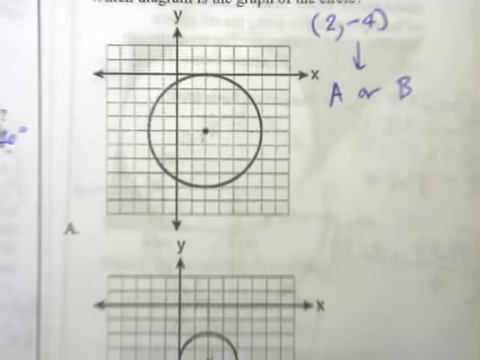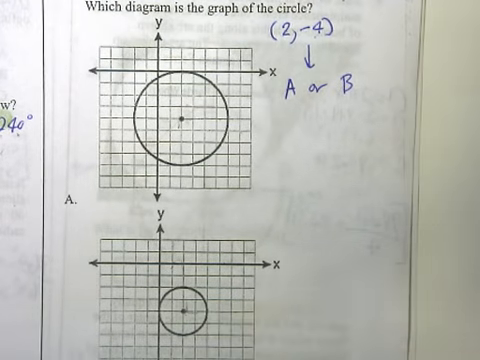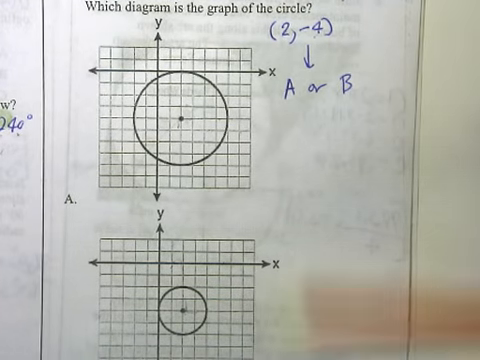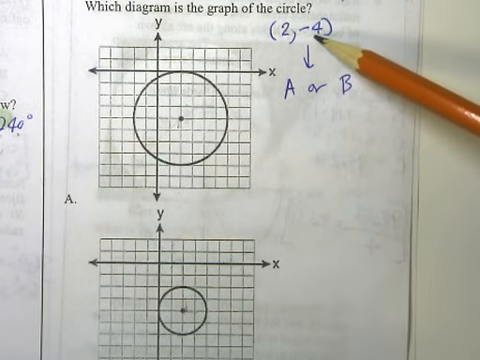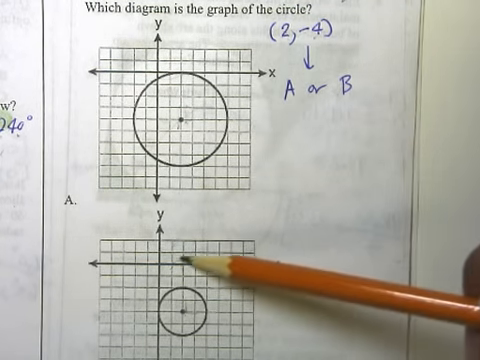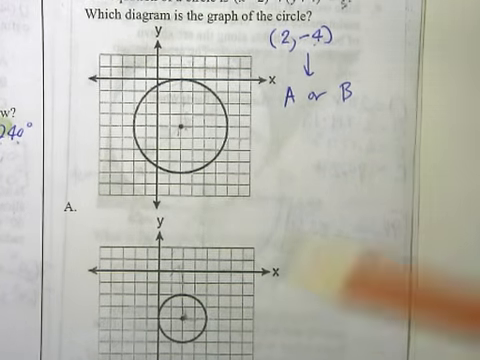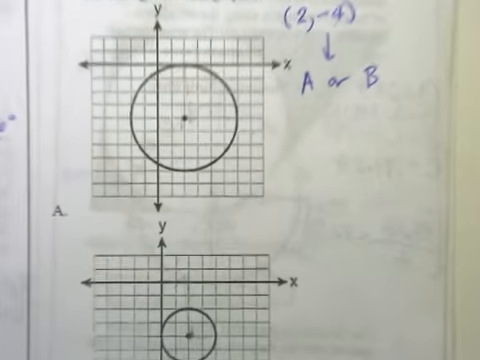So right away, if you remember that rule or that trick, we know that the choices are going to be either A or B. It can't be C or D, because if my coordinates are 2, -4, that's 2 to the right and 4 down. So it's either A or B.